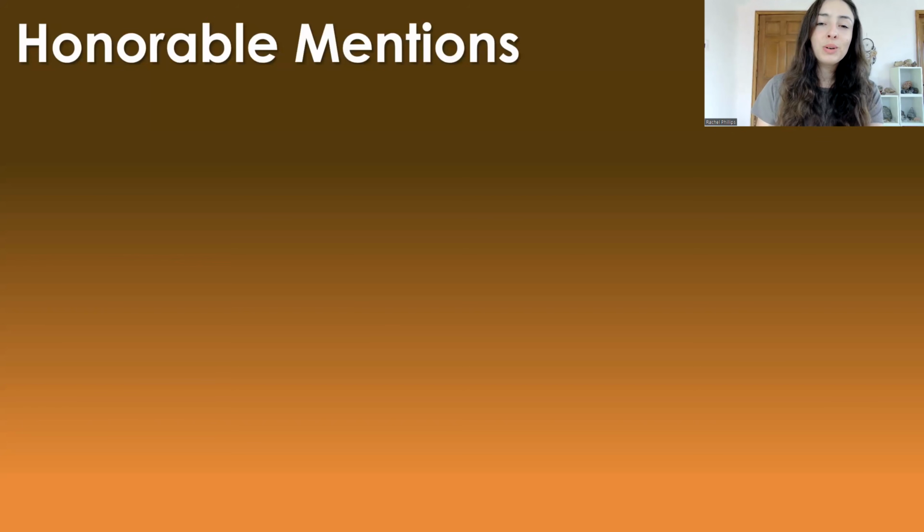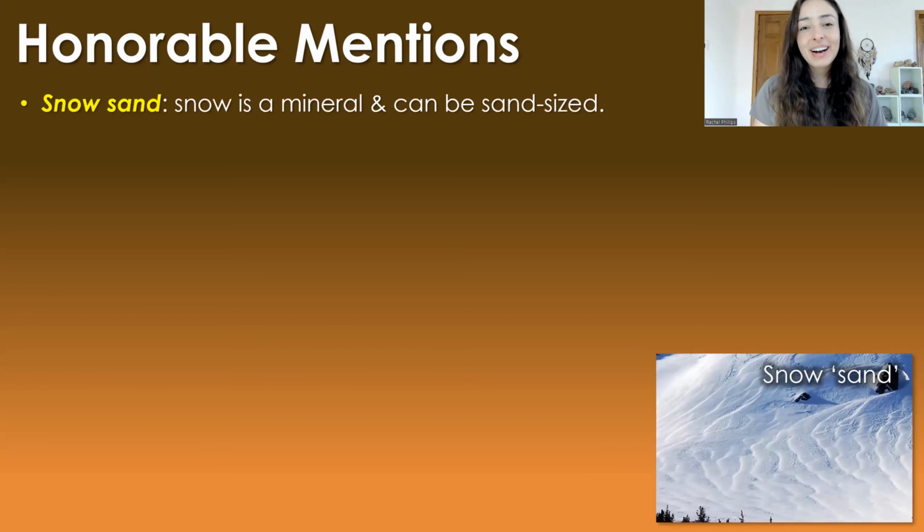Finally, moving to the last few types of sand. I only had time to mention the major types, so now I'm going to mention honorable mentions that are also types of sand, but not as common or as commonly thought of as sand. For example, snow. I just filmed a video about ice and how ice is a mineral, therefore snow, which is made of ice, is a mineral, and can be sand grain sized. So technically, snow that is sand grain size is sand.